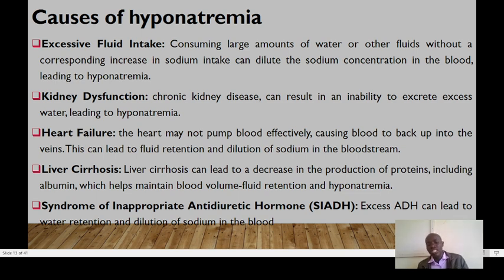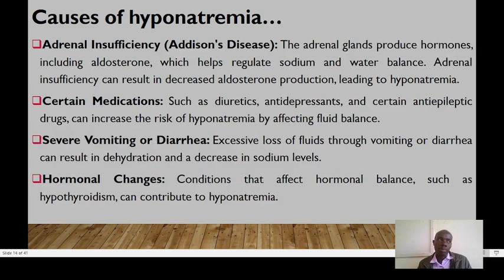Also, SIADH, this is syndrome of inappropriate ADH. This is a condition characterized by excess ADH. You know, ADH is against loss of water. So when you have excess ADH, it means you are going to lose very little or no water. So when you have more water, it means you are going to have more water retention, which is able now to dilute the sodium in the blood, resulting in a low level of sodium in blood.